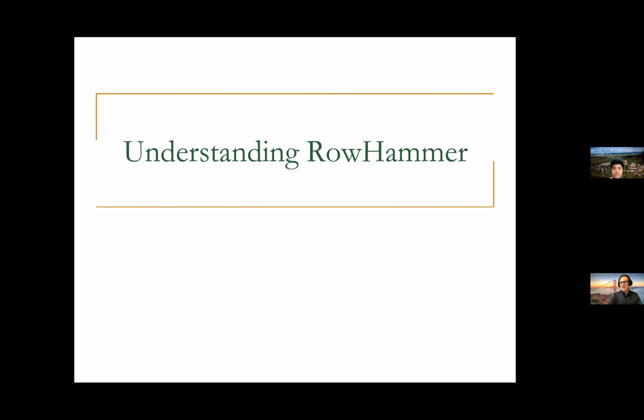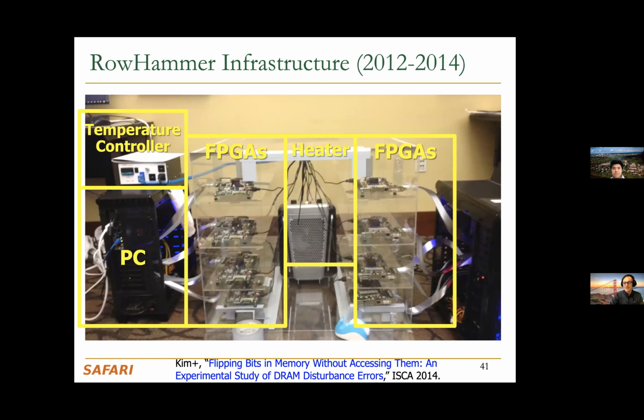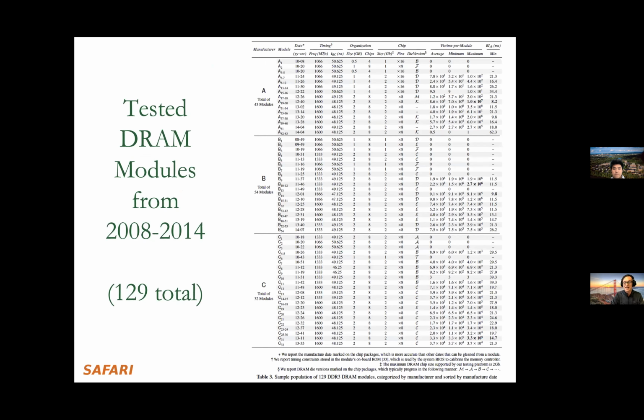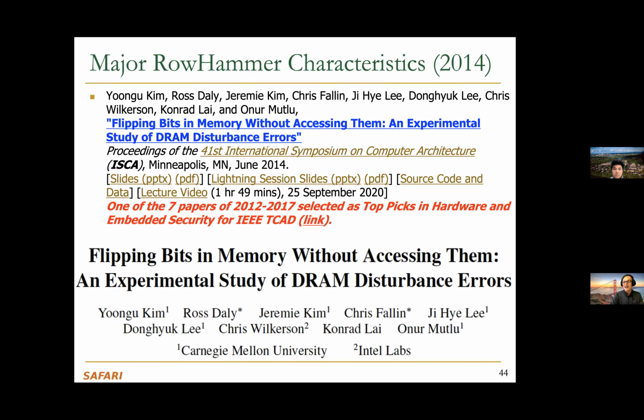Now, let me quickly mention, understanding Rowhammer is important actually to build real systems. And that's what we did in our first Rowhammer analysis paper. That's what we have been doing by building new infrastructures. And initially, we tested 129 modules. You will see more recent results soon. And again, I'm not going to bore you with the analysis, but there's a lot of interesting analysis about the Rowhammer phenomenon. And you can find that in this paper.